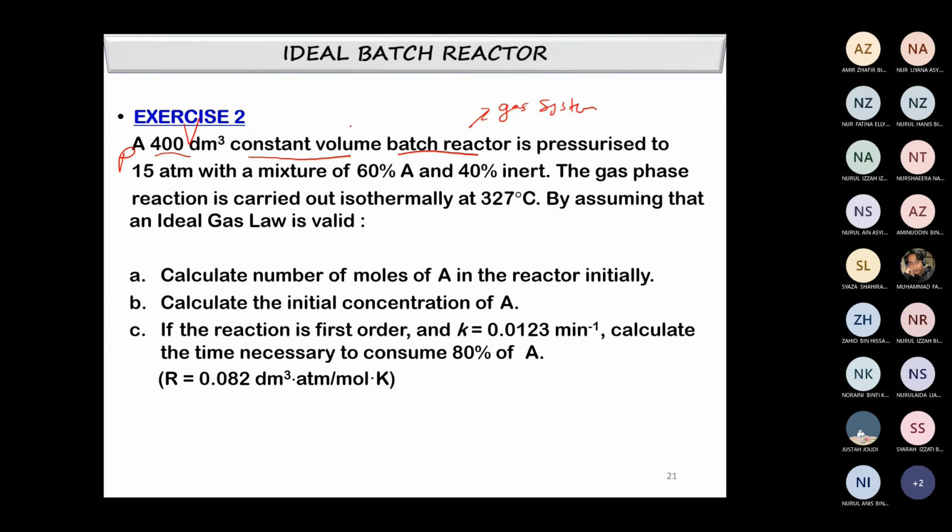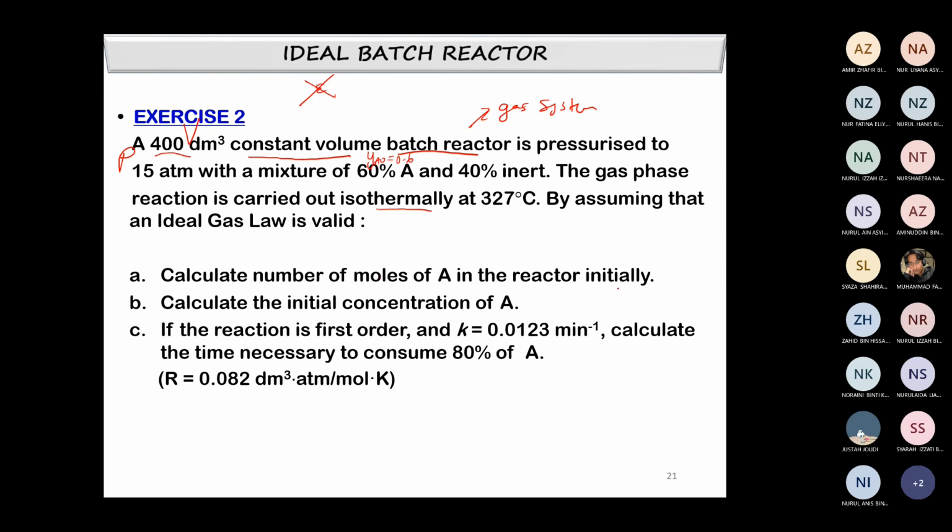Okay, dia dah mention constant volume, so dia bukan variable volume, dia bukan yang ada epsilon tu, bukan. So this one is a mixture which is YA0 of 0.6. The gas phase reaction is carried out isothermally, no changes in thermal. By assuming that an ideal gas law is valid, calculate the number of moles of A in the reactor initially.